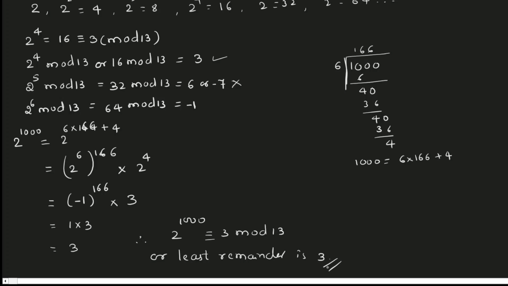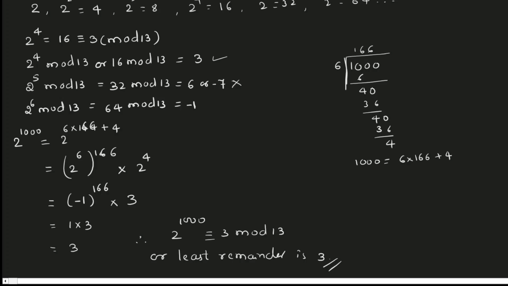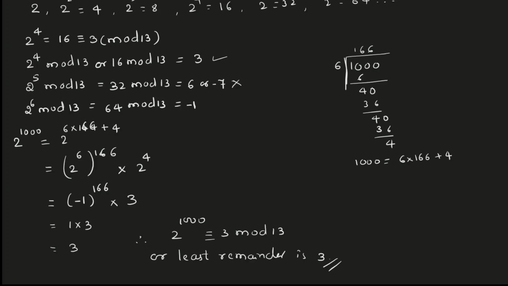This is how to calculate the required remainder whenever you are asked to find the least positive remainder. You can perform it like this. I hope you now understood how to find the remainders whenever the given number is divided by some b.